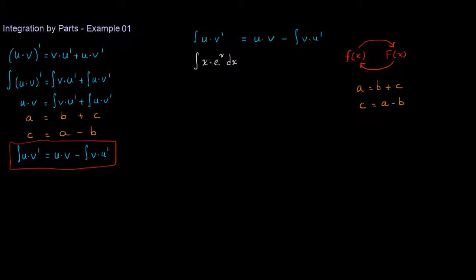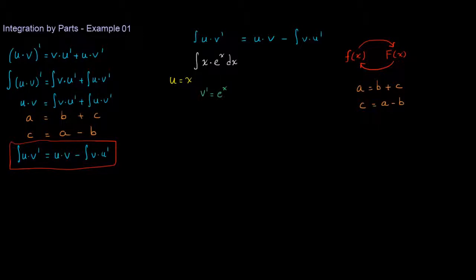Okay. Now I'm going to say, well, let's suppose this x is going to be my u for the formula. So I'm going to name it over here. It will be u equal to x, and now I'm going to call v prime this e to the x. I can write it down here, v prime is equal to e to the x.